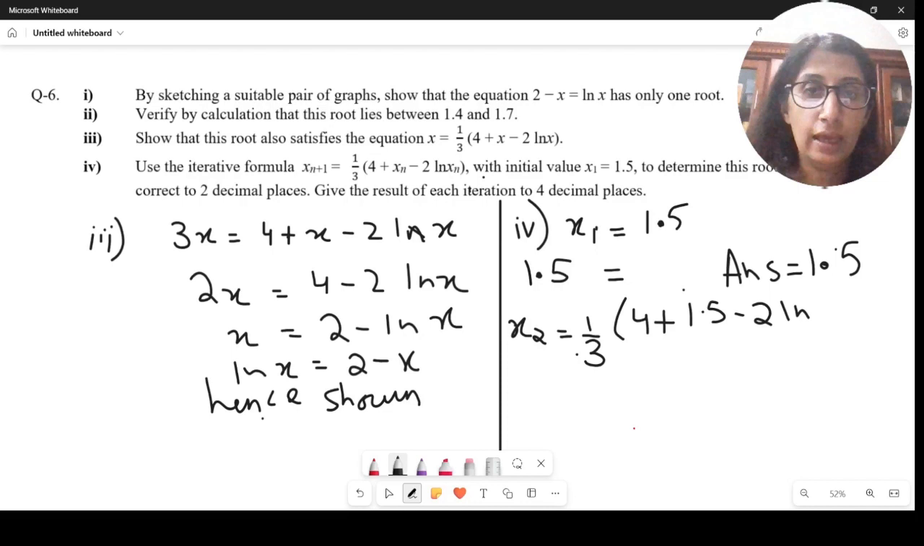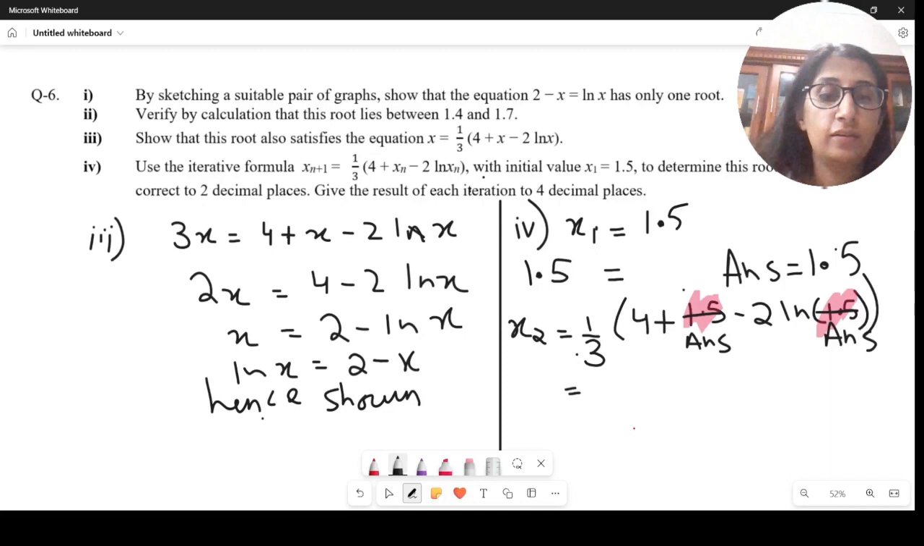However, in the calculator you won't be entering 1.5 here or 1.5 here, you'll be entering answer and answer. So the result of this would be, first I'll write 1.5, then press equals to, अब answer की में 1.5 store हो गया. Now I'm entering fraction 1 by 3 bracket 4 plus answer key minus 2 times ln answer key bracket close, bracket close.